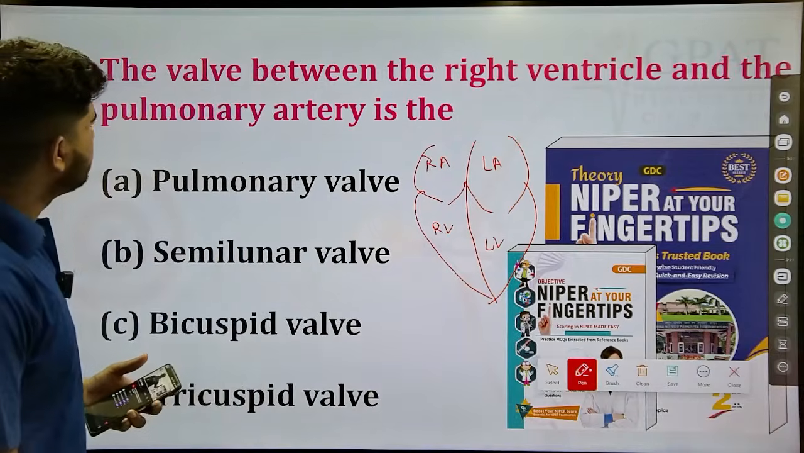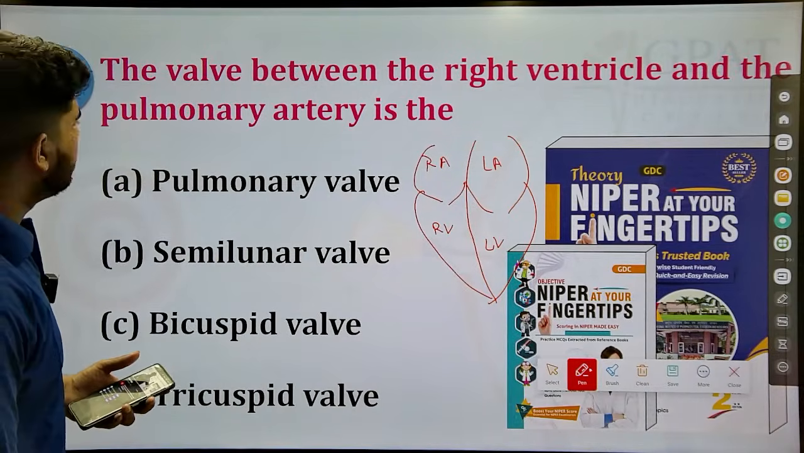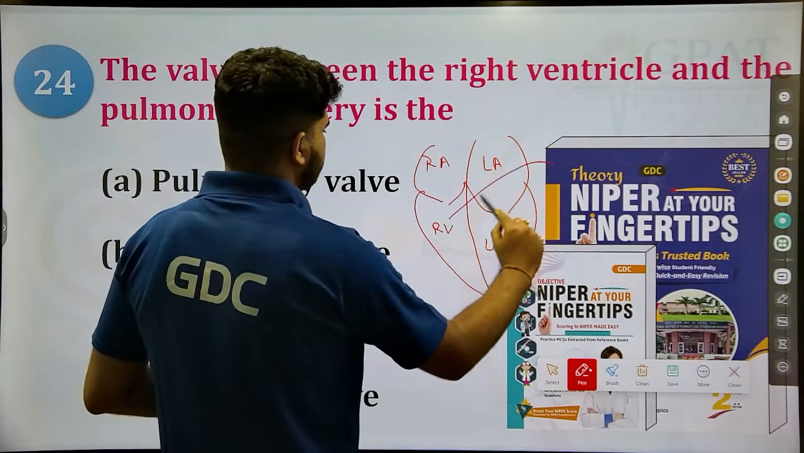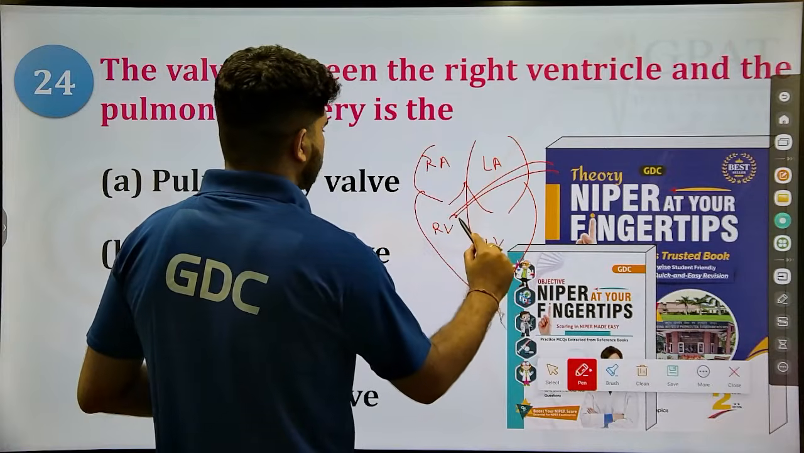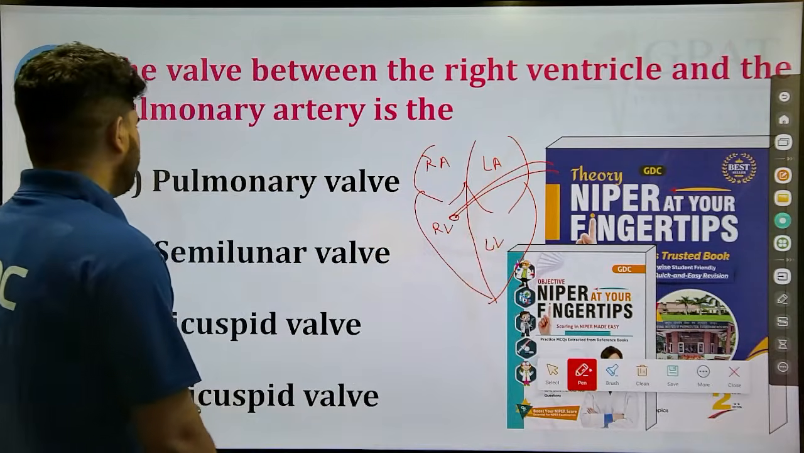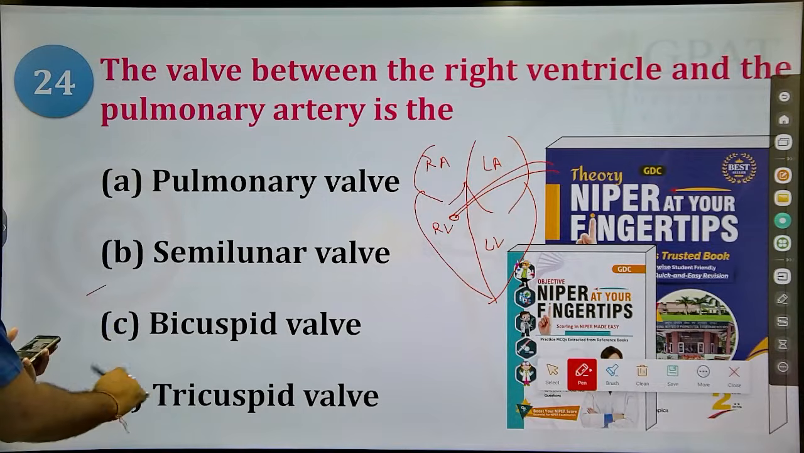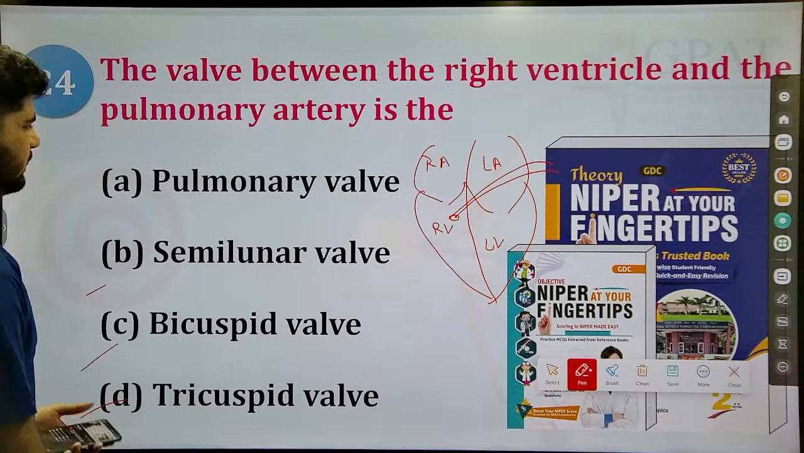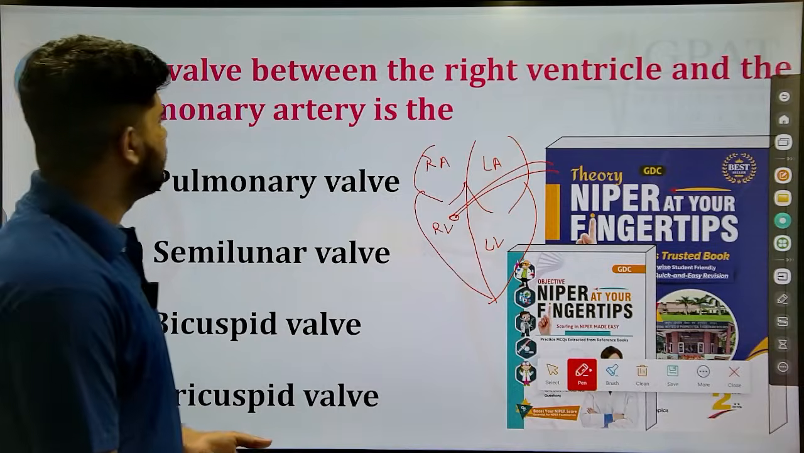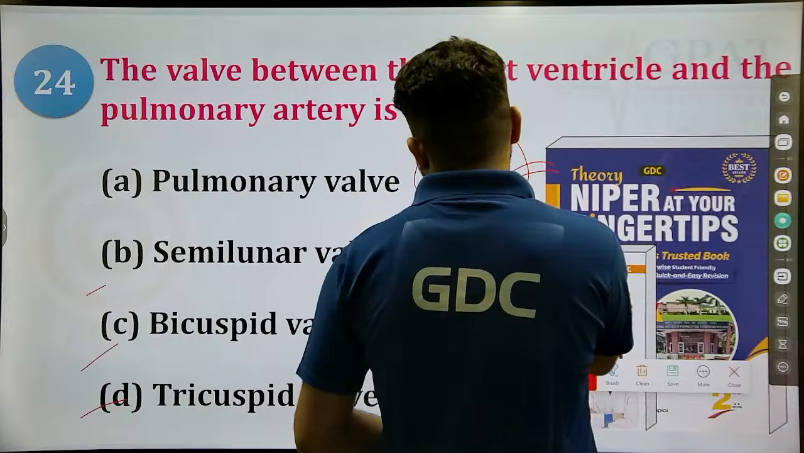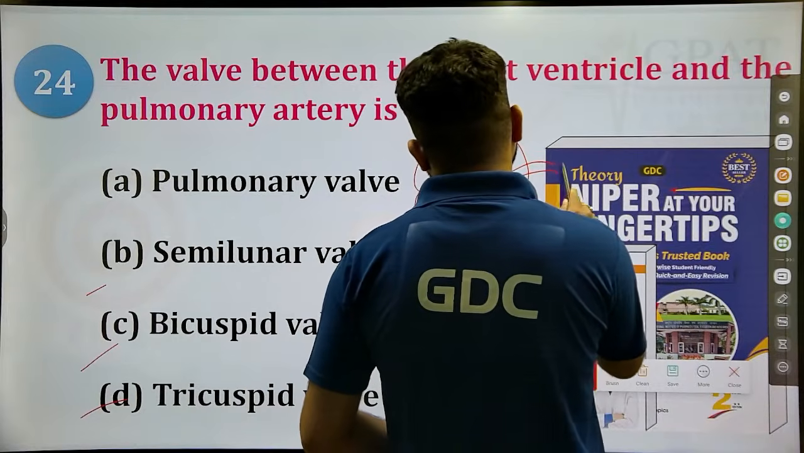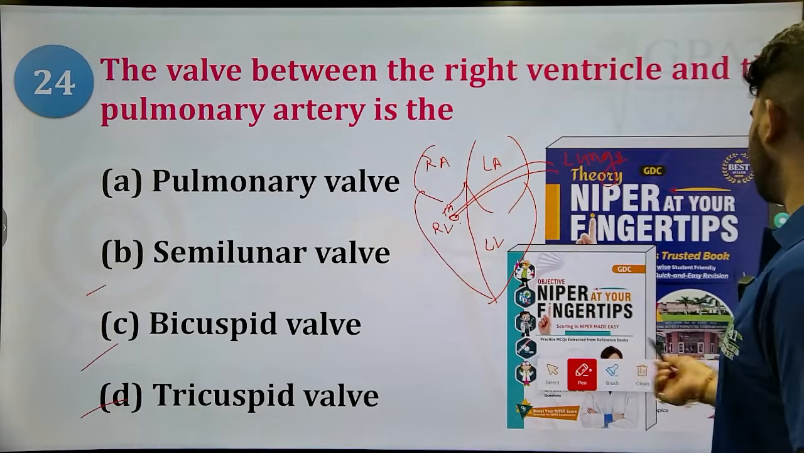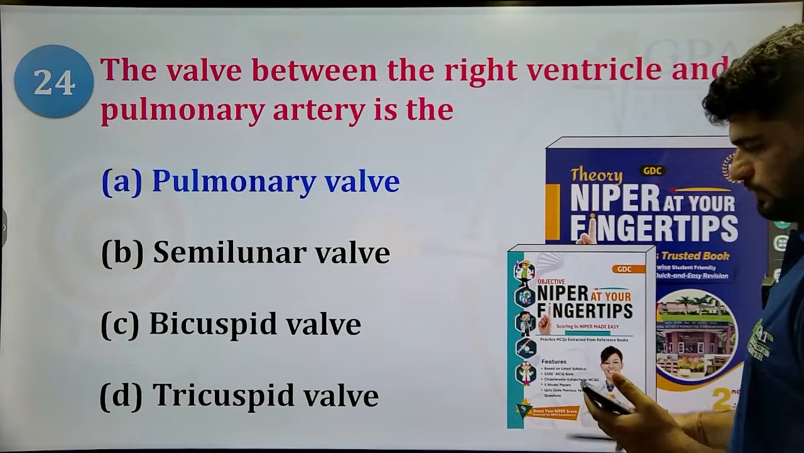Now what they have asked is the valve between the right ventricle and the pulmonary artery. The pulmonary artery goes through like this over here, so this is what? Pulmonary valve, semilunar valve, bicuspid valve, or tricuspid valve? That is obviously going to be your pulmonary valve, because the pulmonary artery goes from this direction to this direction, that is your lungs over here. So that is obviously your pulmonary valve, right?